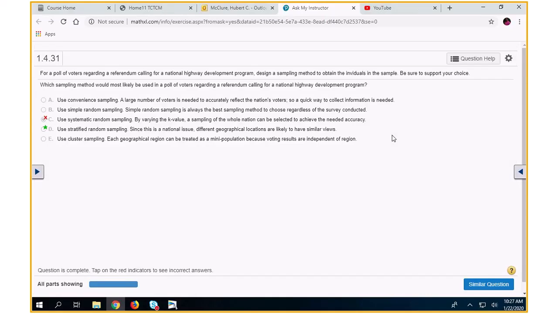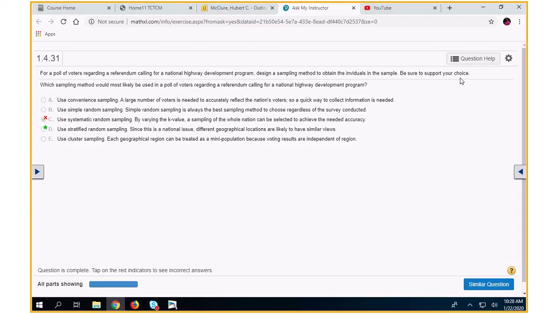Anyway. For a poll of voters regarding a referendum calling the National Highway Development Program, design a sampling method to obtain the individuals in the sample. Be sure to support your choice. This should not be in your homework. Why? You are just now getting into statistics. I do not believe that you are qualified to pick out which kind of sample to use. Now, that's just my own opinion.